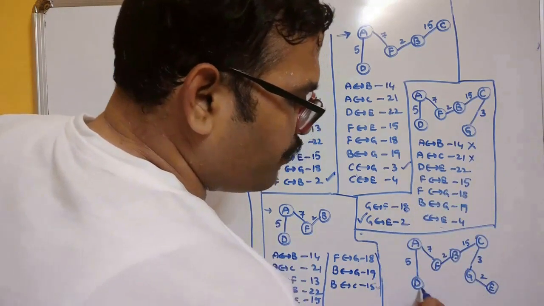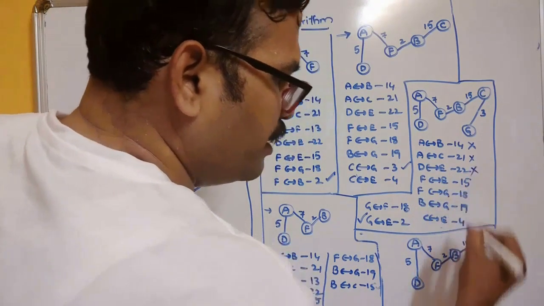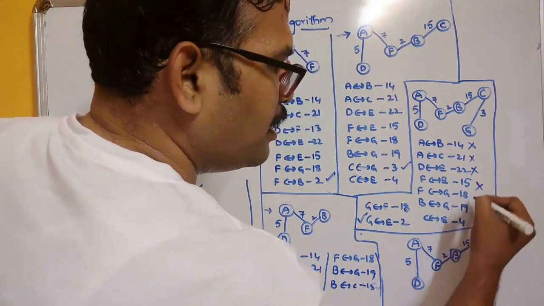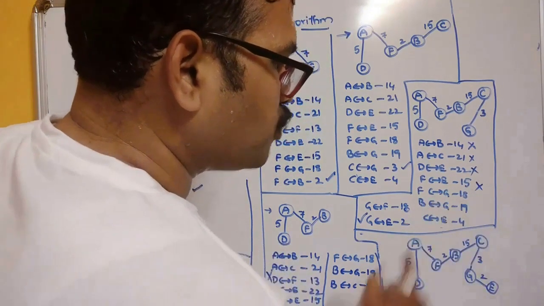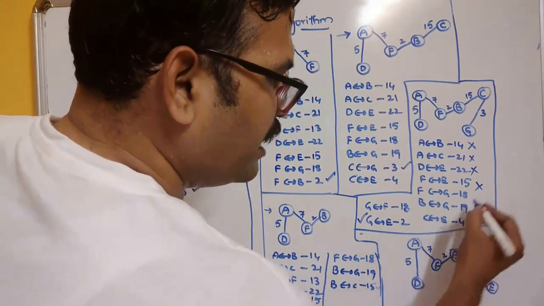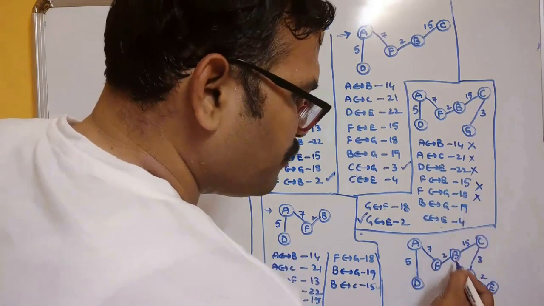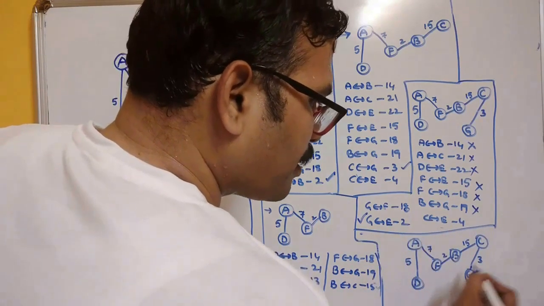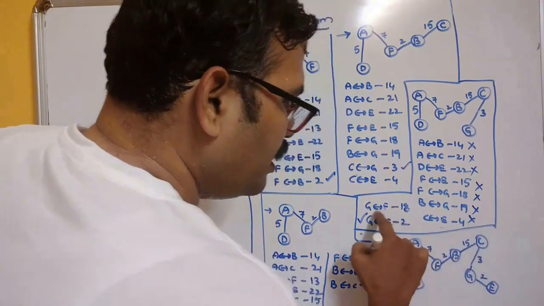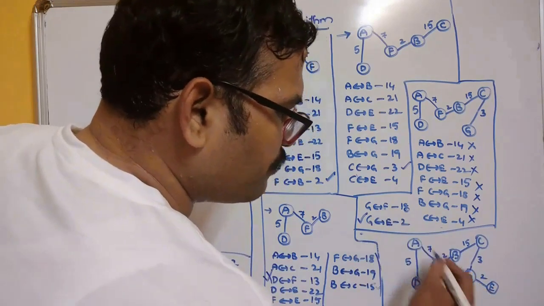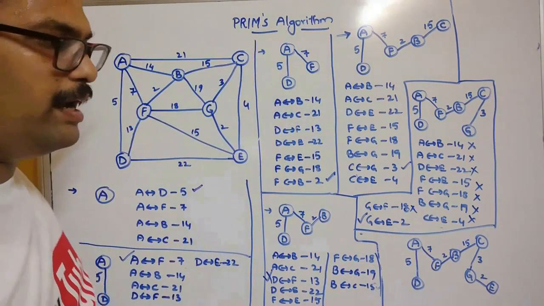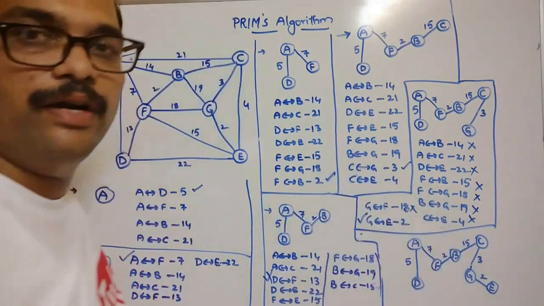D to E, again it forms a cycle. F to E, again it forms a cycle. F to G, again it forms a cycle. B to G, again it forms a cycle. C to E forms a cycle. G to F, again it forms a cycle. So all the edges have been covered and all the vertices have been covered here.